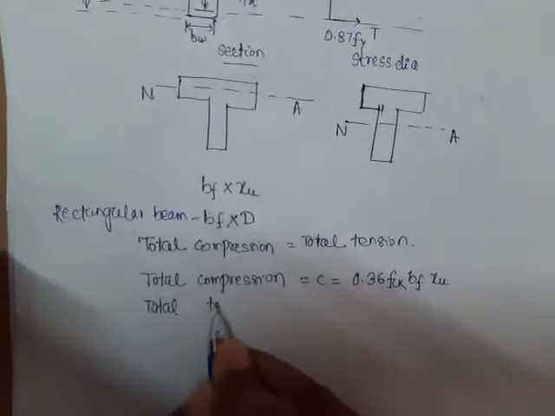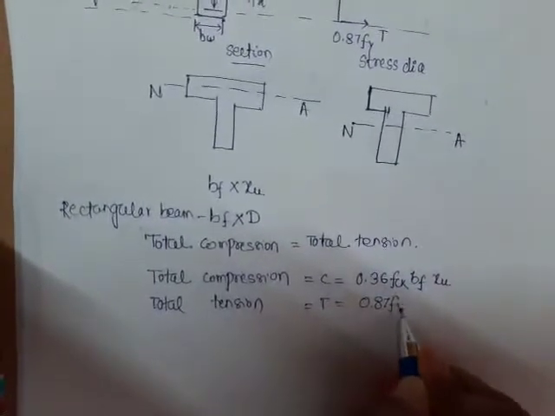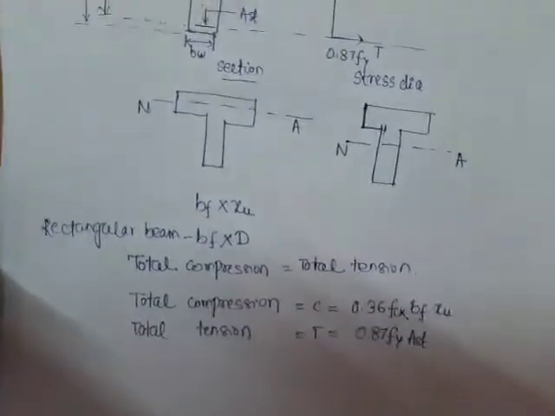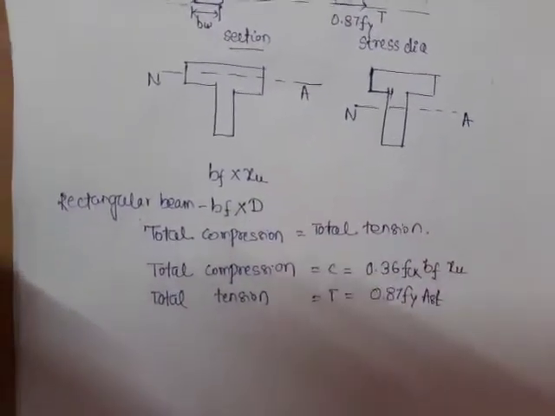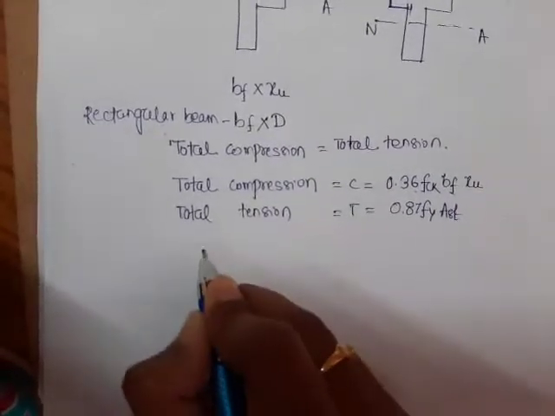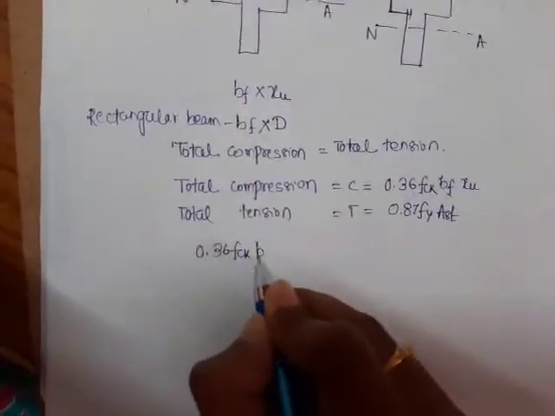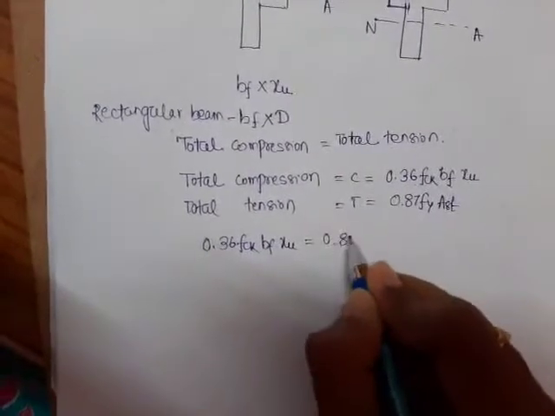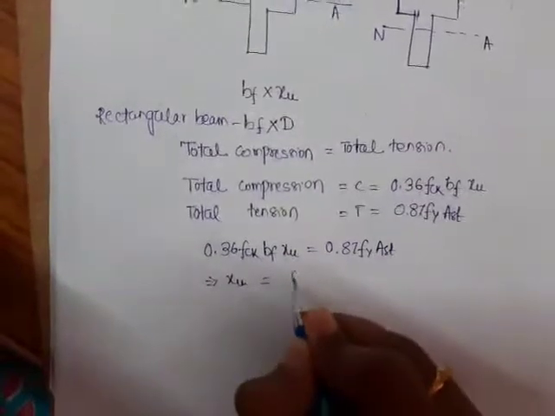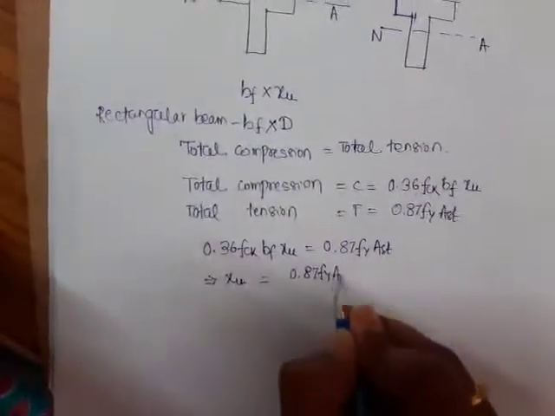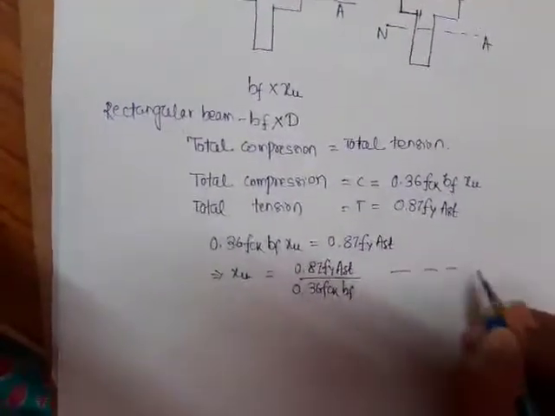And the total tension will be equal to 0.87 Fy AST, similar to the case of a rectangular beam. So this can be written as 0.36 FCK BF XU equals 0.87 Fy AST. So XU can be calculated as 0.87 Fy AST divided by 0.36 FCK BF. This is considered as equation 1.